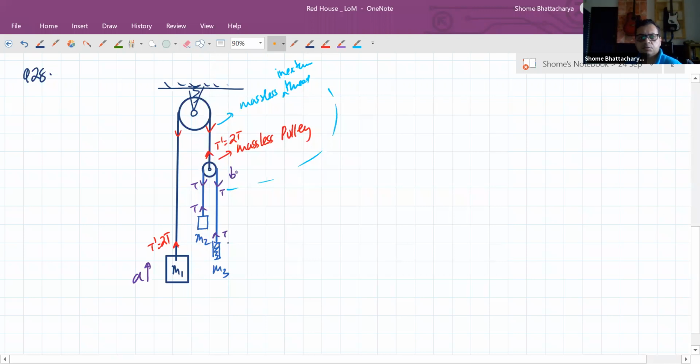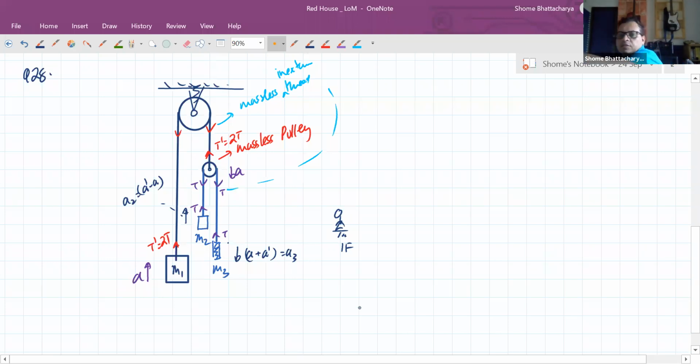This pulley itself will be coming down with an acceleration A, and M3 being the heavier block, with respect to the pulley, if M3 is having a downward acceleration of, let's say, A prime, then in ground frame it will have an acceleration of A plus A prime, and in ground frame this will have an acceleration of A prime minus A, and this acceleration will be A3. So this is all with respect to inertial frame.